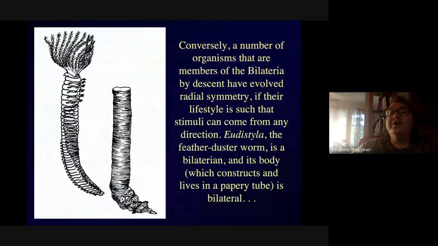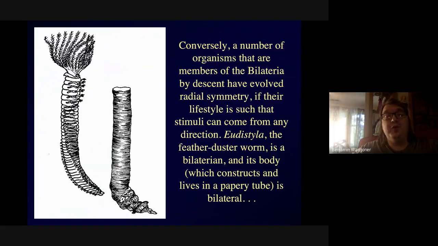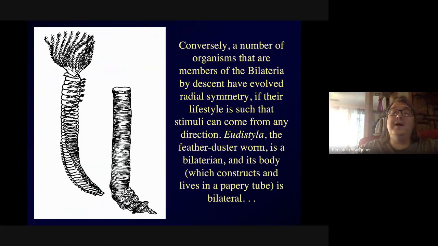And we have a lot of organisms that are members of the Bilateria by descent, but they've evolved radial symmetry if they've got a lifestyle in which stimuli come from any direction. This is a diagram of a segmented worm, a distant cousin to earthworms. It's marine. It's called a feather duster worm, and lives in the ocean and constructs a papery tube surrounding its body. You've got the tube on the right. On the left, that's the worm removed from its tube. And the body is a little twisted here, but it is bilaterally symmetrical.